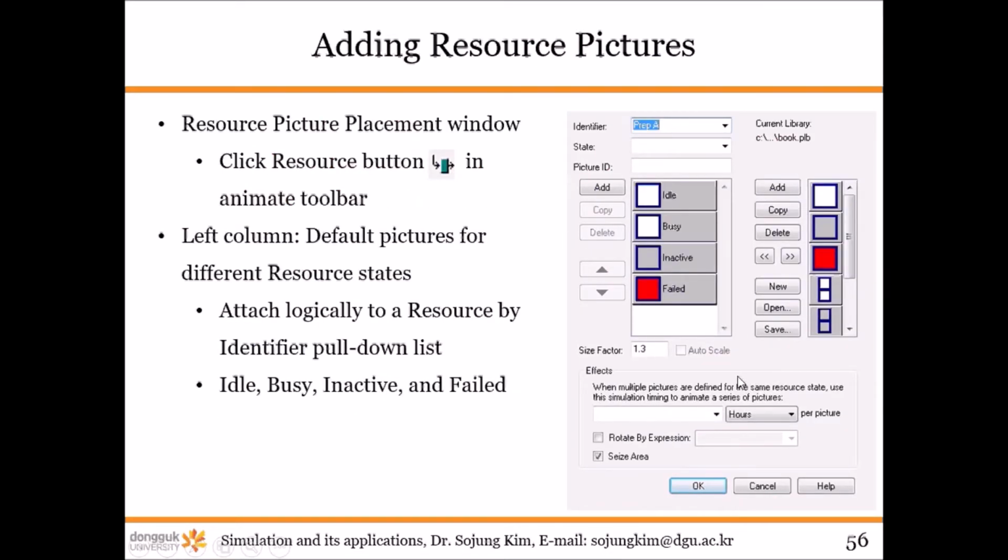If you want to change the picture of the resource, as you know, we usually have 4 different entity states. For each state, if you click one state like idle, then click one of the images in the library and click this arrow button, you can change the image for a certain state. So it's not really hard. Of course, before you do that, you have to select the identifier resource name first.